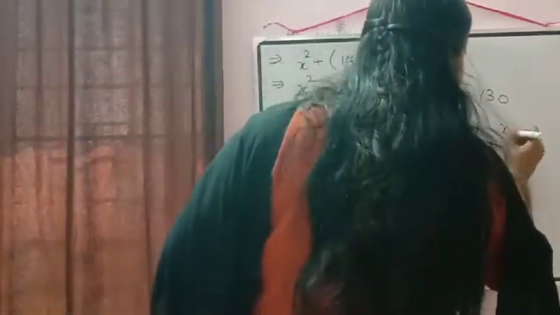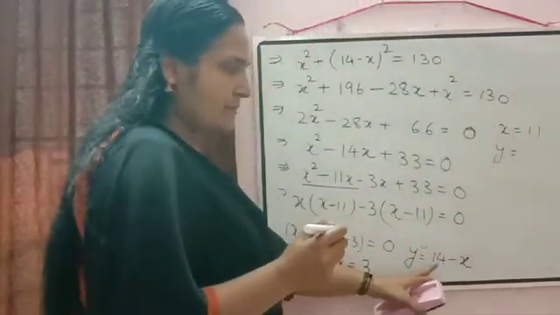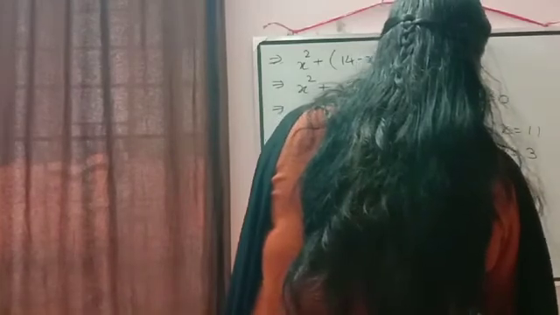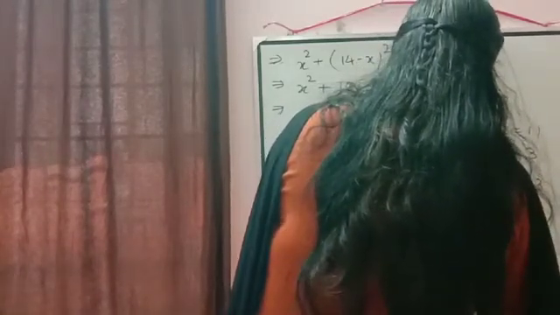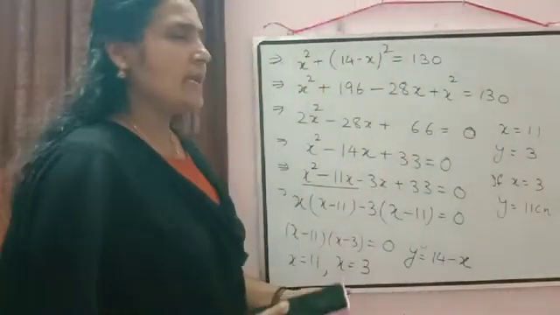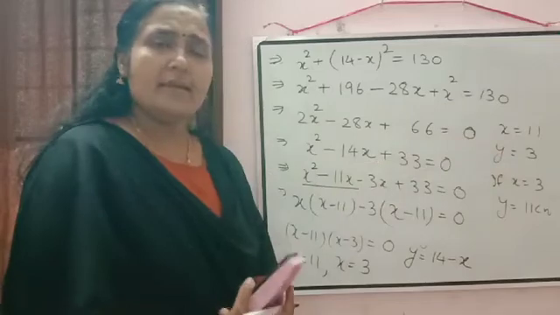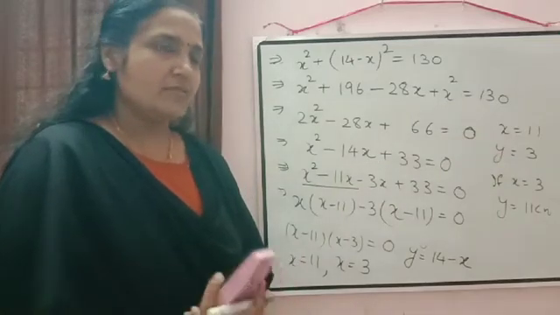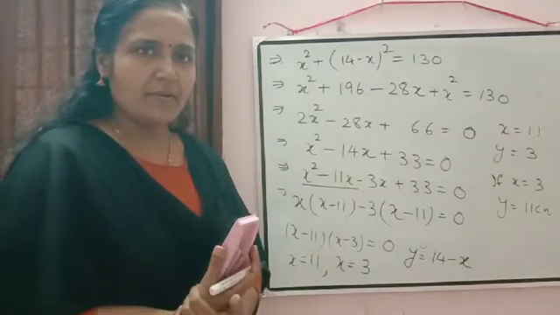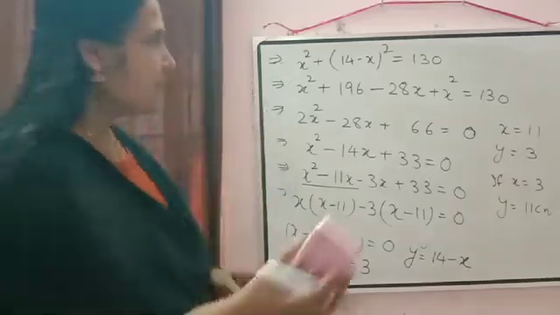So just write down there, if x is equal to 11, then what will be the value of y? 14 minus 11, 3. Then if x is equal to 3, then y will be equal to 11 centimeters. So just write down there, the radii are 11 centimeter and 3 centimeter. So I hope this question is clear to you. Okay. Now we'll check the next question.